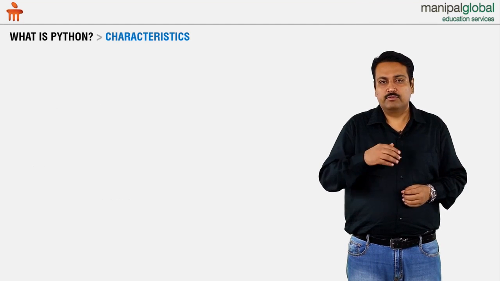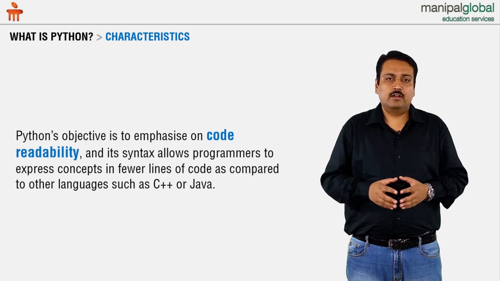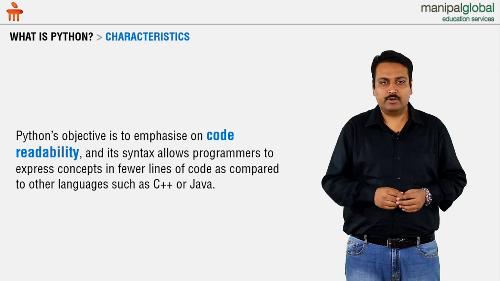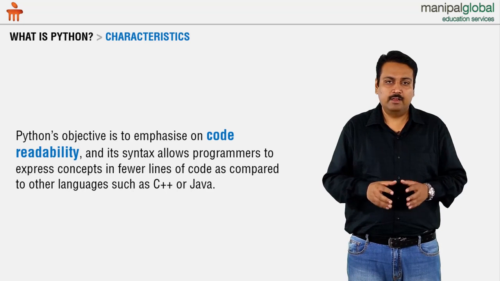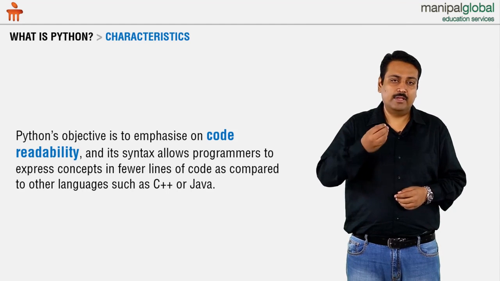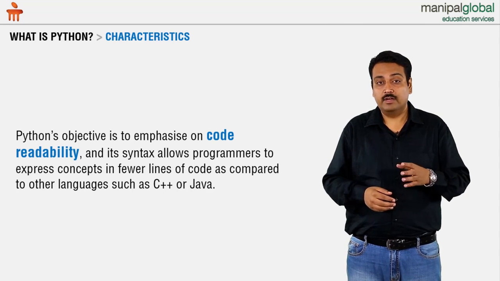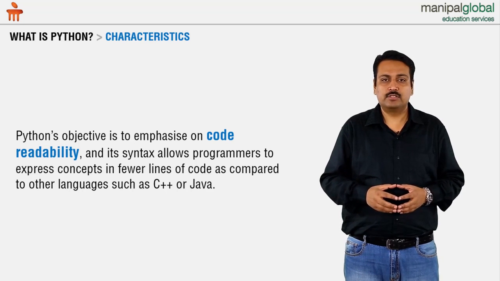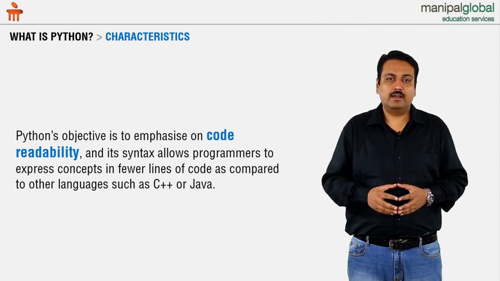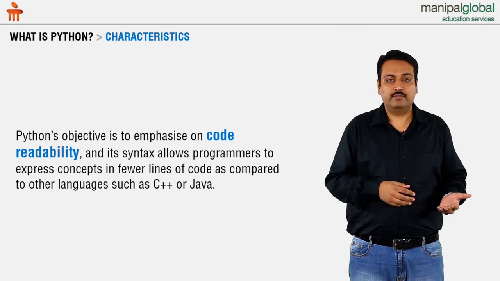Now let's move further and try to understand Python a little more. One of the objectives of Python is to emphasize code readability. Anyone who has done programming in C++ and Java will find Python far simpler to program because of its very basic nature. The major stress in Python is on code readability, and the syntax is far simpler compared to other languages. The result is that we can write the same kind of application in fewer lines when we compare it with other languages.